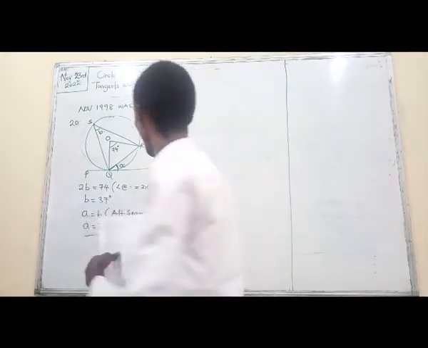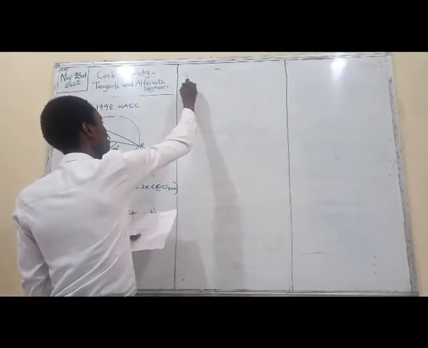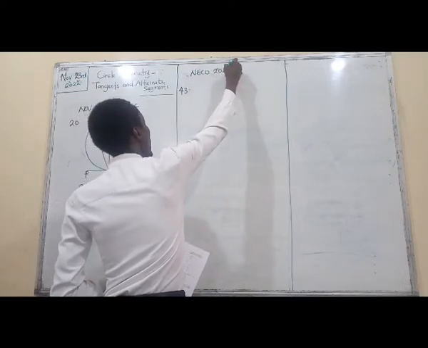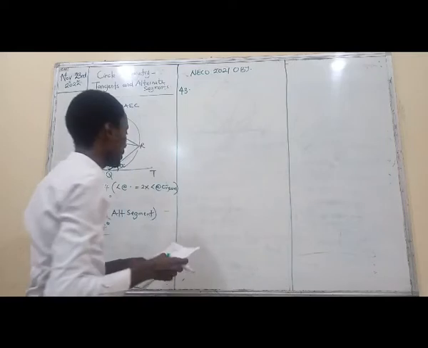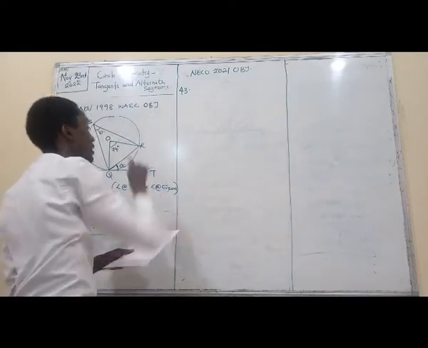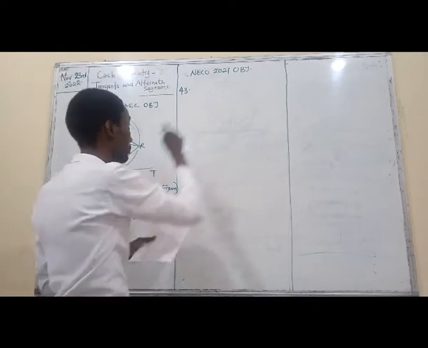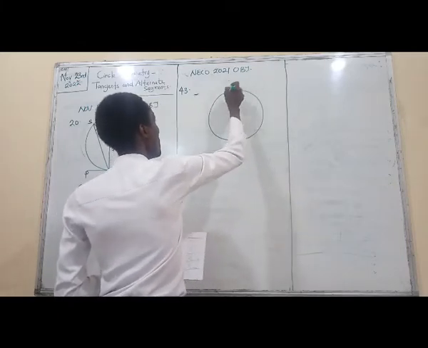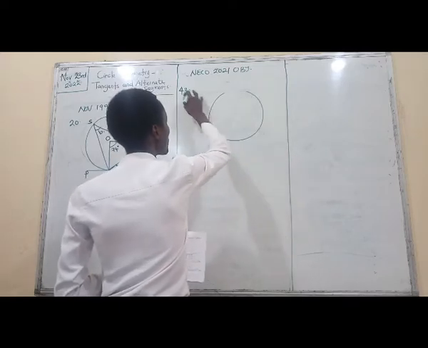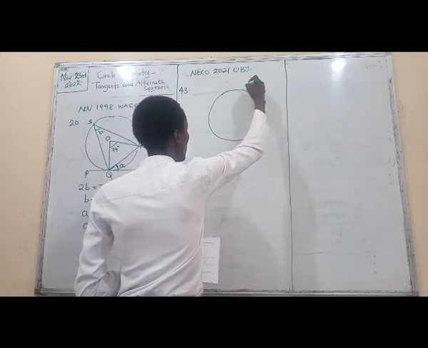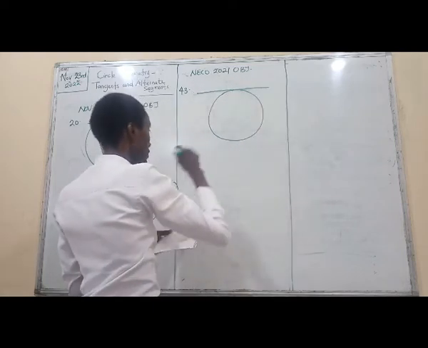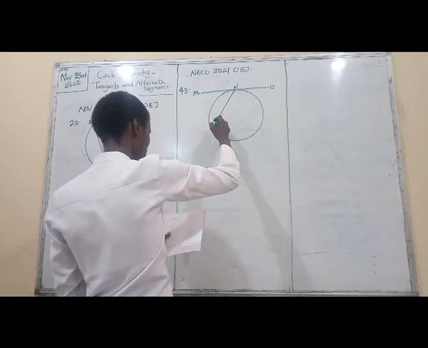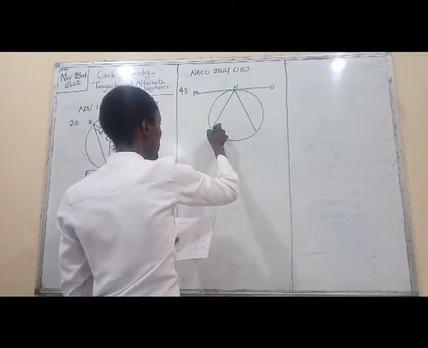Okay, so we go to the next question, question 43. It was a NECO exam, so that'll be NECO 2021, and that was an OBJ exam, question number 43, and I'm going to try to draw the diagram. Let me draw my circle first. Sorry about that. So this is M, where it touches N, and this is O.